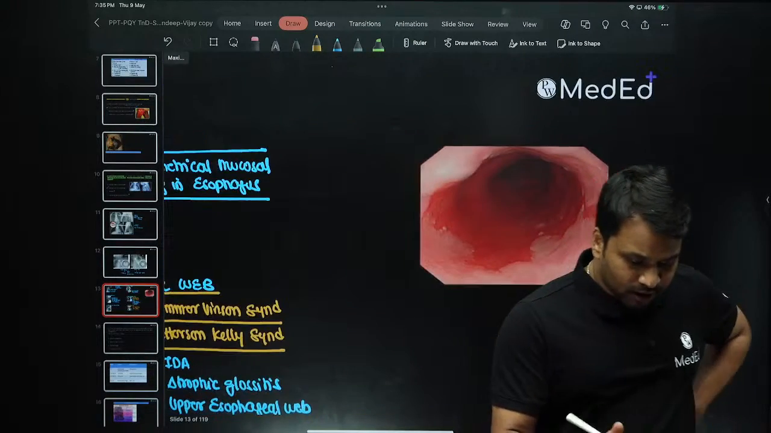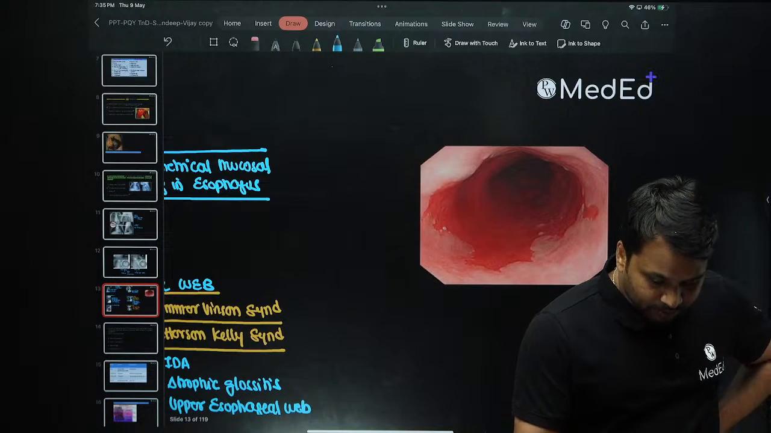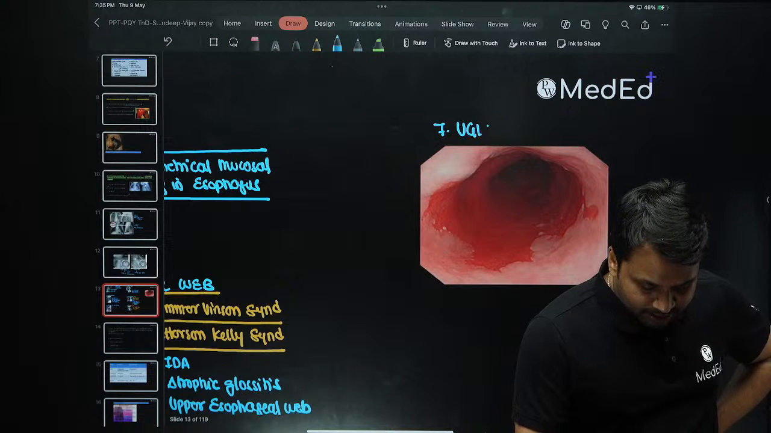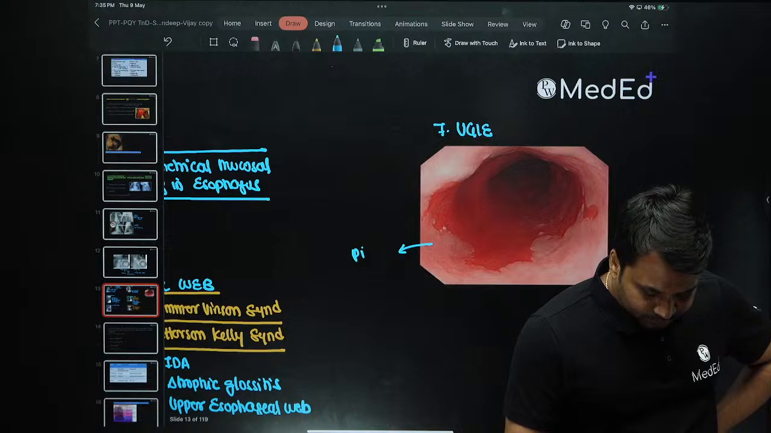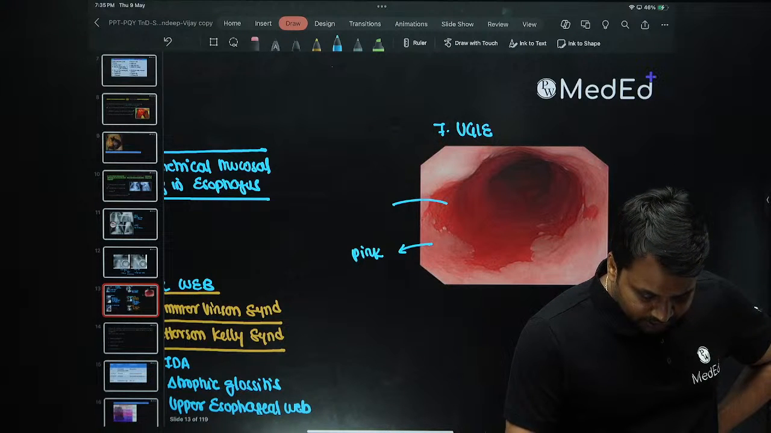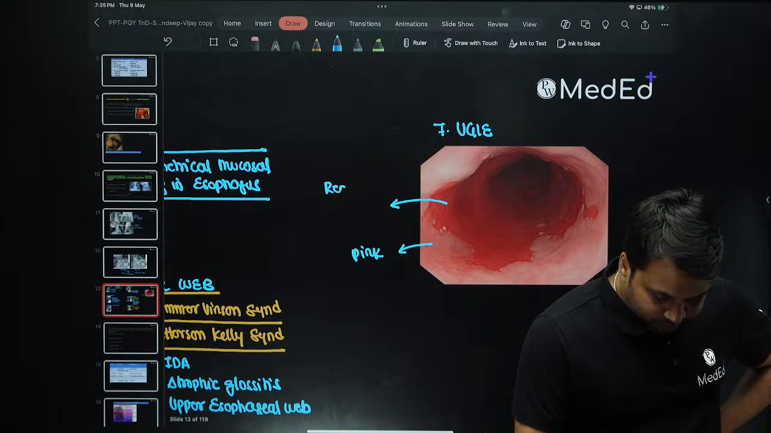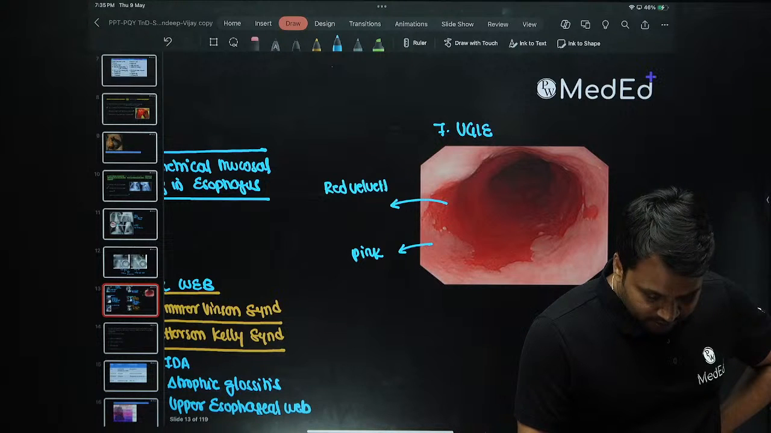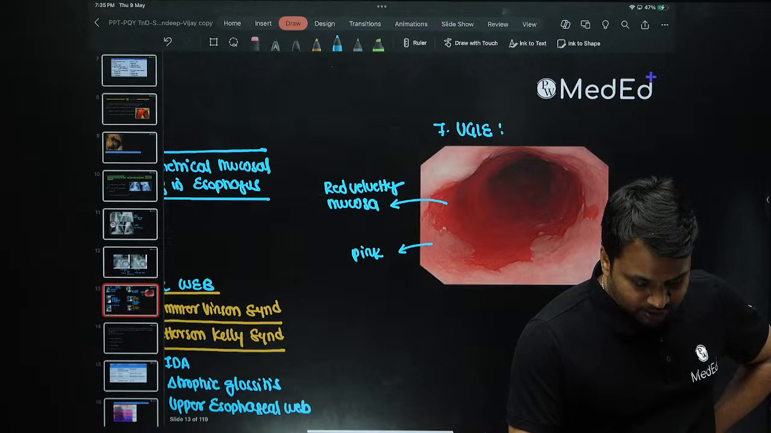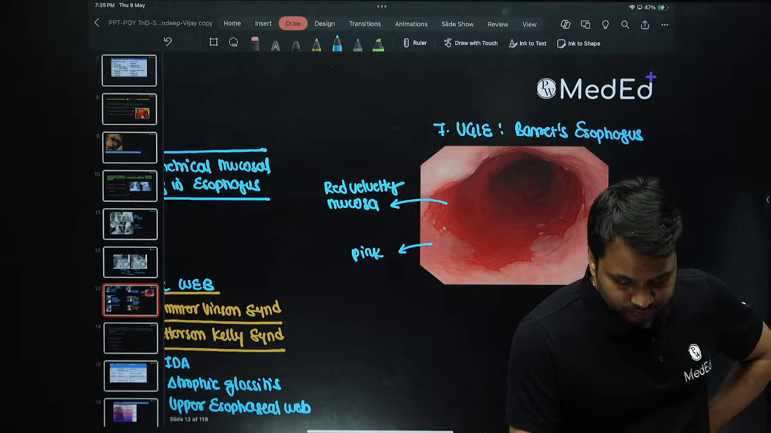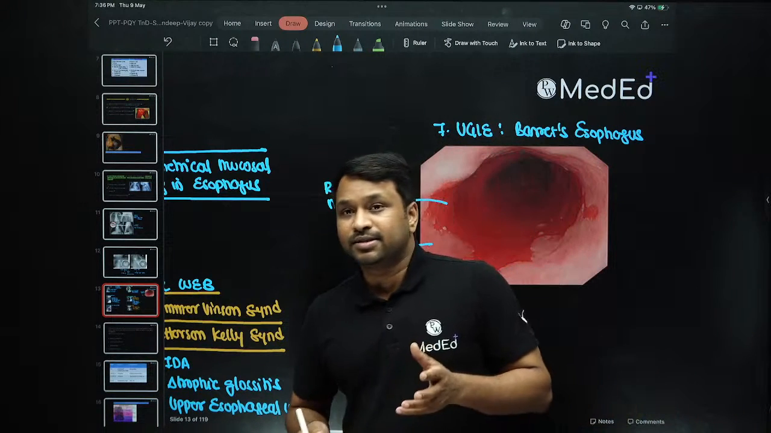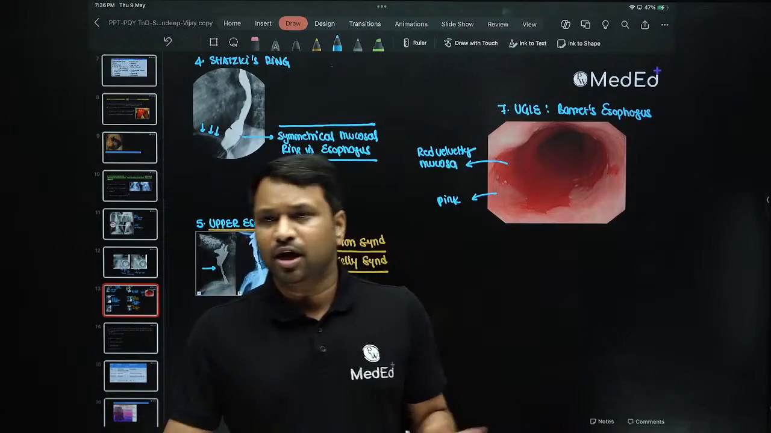One more spotter that is expected is from an upper GI endoscopy. This is an upper GI endoscopy. What do you see? You see there is a normal pink mucosa, and then you have an inner red velvety mucosa, and needless to tell you, this is going to be what? Your Barrett's esophagus. Now, if they ask you, what is the reason for Barrett's esophagus? The answer is going to be long-standing untreated GERD.